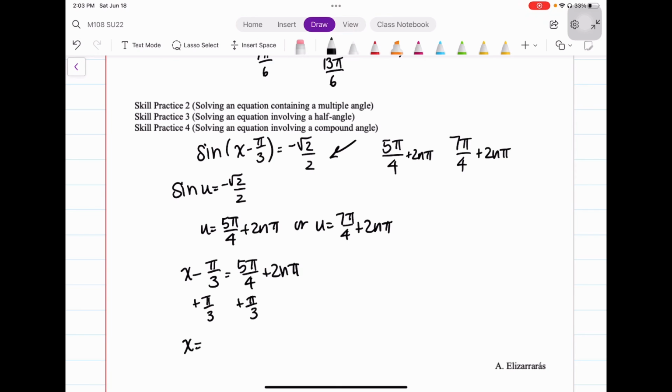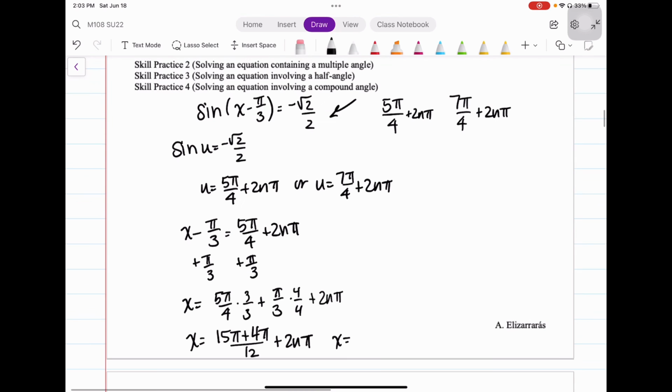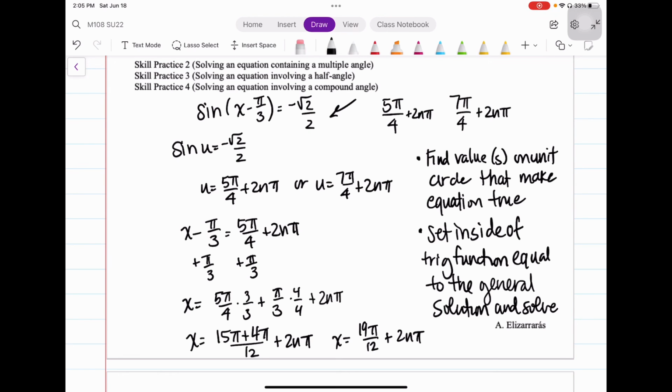X is then going to be equal to, let's make this denominators of 12, 15 pi plus 4 pi is 19 pi over 12 plus 2n pi. And that is for the 5 pi over 4 value. You would do the same thing for the 7 pi over 4 value. So remember what you do is you find the value on the unit circle, then you set the inside of the trigonometric function equal to the general solution and you solve.